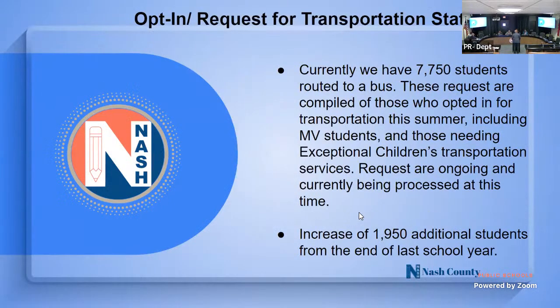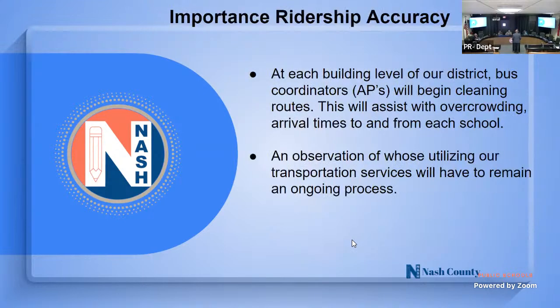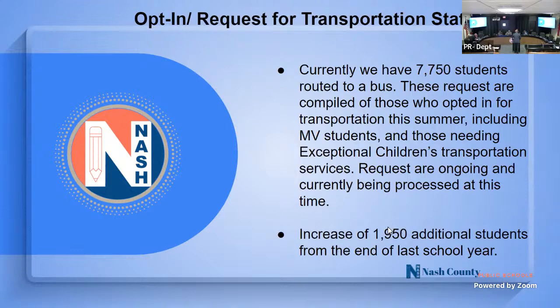Yes, sir. Okay, so just to catch you up to speed on the opt-in and request for transportation status, currently we have about 7,750 students routed to a bus. These requests are compiled of those who opted in for transportation this summer, including our McKinney-Vento students and those needing exceptional children's transportation services. Requests are ongoing and currently being processed at this time. So we're still constantly getting requests on a daily basis, and we're trying to fulfill those requests as we get them. This is an increase of 1,950 additional students from the end of last school year.